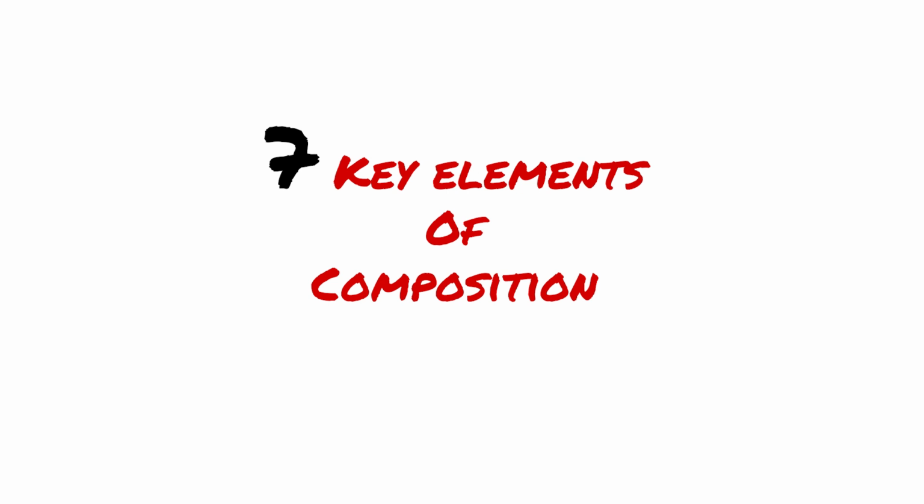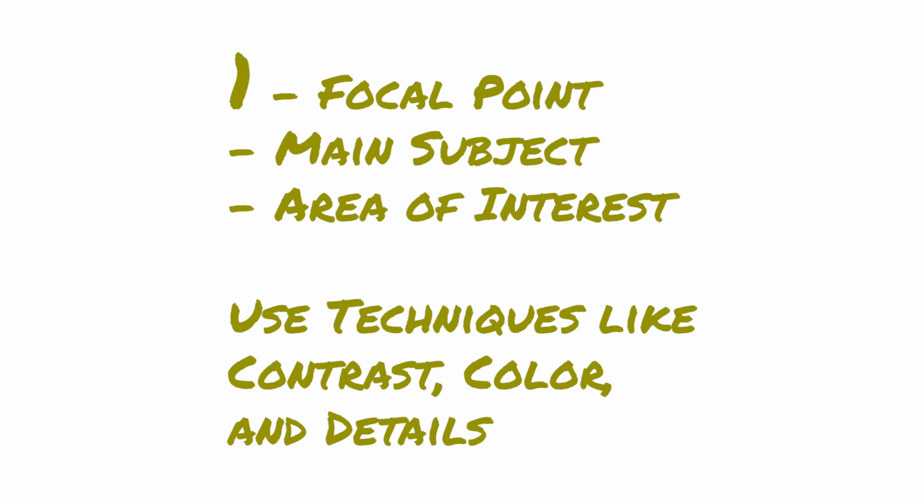I want to cover 7 key elements of composition. And these key elements will be our strategy when we're organizing all the elements on our drawings. The first one is called focal point. We will identify the main subject or area of interest in our drawing, and we can use techniques like contrast, color, and details to draw attention to this focal point.